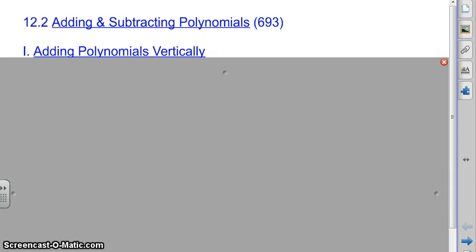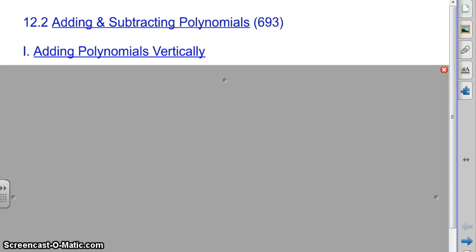In 12.2, we will add and subtract polynomials. So today we're going to talk about adding, and then we'll do some subtraction tomorrow. Adding, we have two methods that we could use to add polynomials. One of them is vertical, so the other one is probably, say it louder, horizontal, right.